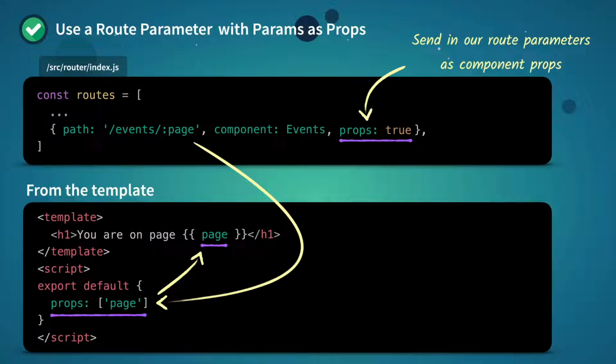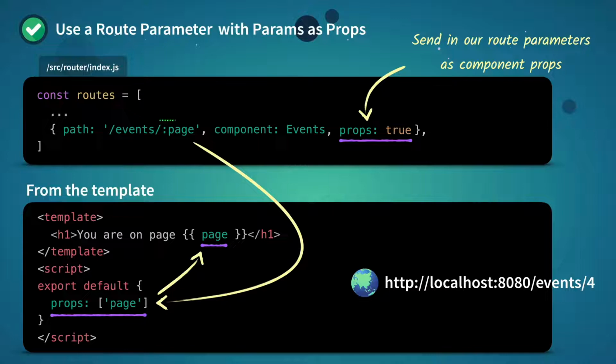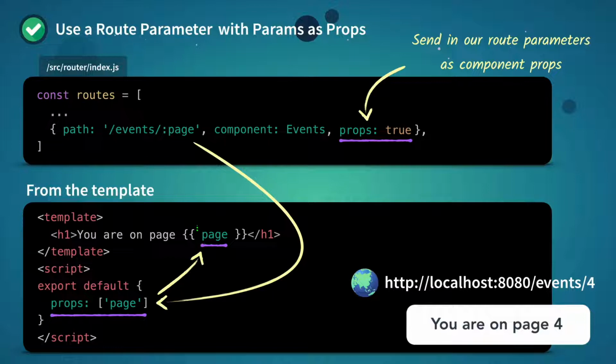To walk through this one more time, if we have a URL with events/4, that 4 gets sent in to our component as a prop, and then gets displayed on the page. And we get you are on page 4.